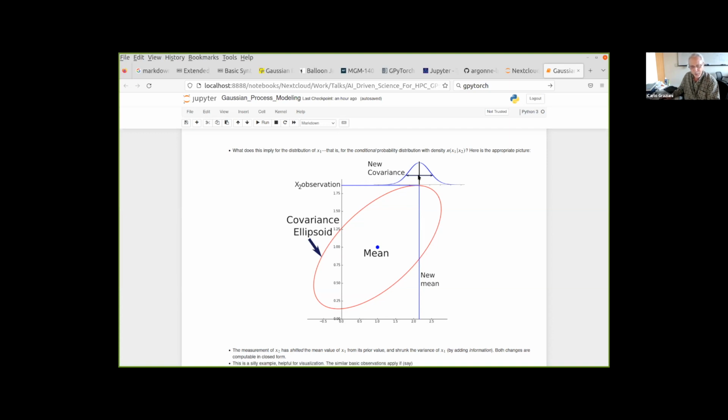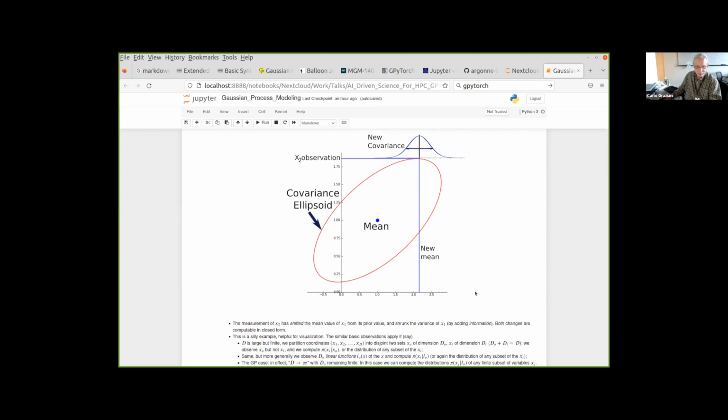And you can see what's happened. The mean with respect to x1 used to be over here, and now it's gotten shifted over in this way. And the variance with respect to x1, that used to be this big wide thing, has now gotten shrunken to this narrow thing over here. And the key thing is that these two things, this shift in the mean and the shrinking of the variance, are computable in closed form.